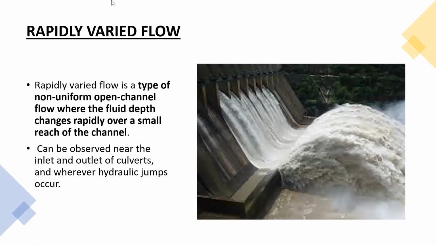Talking about the rapidly varied flow. First, the rapidly varied flow is a type of non-uniform open channel flow where the fluid depth changes rapidly over a small reach of the channel. As you can see in the picture, in a rapidly varied flow, the depth changes drastically compared to the length. It can be observed near the inlets and outlets of culverts and also wherever hydraulic jumps occur.